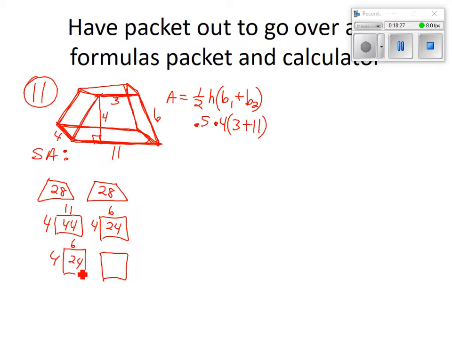And then the only other rectangle we need is the top. What's the dimensions of it? 3 and 4. Everybody agree with that? Yep. What's the area of that? 12. What do we do with all that? Add them all up. Somebody do all that for us. What is it? 160? What's our unit? Inches squared. Everybody agree with that?